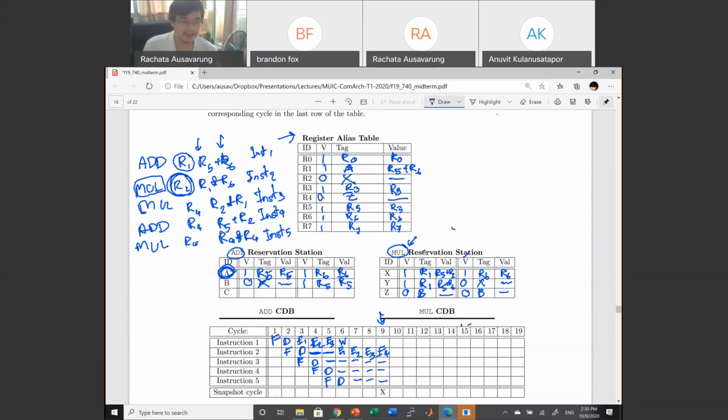Any question that you have about this? Any question do you have? Otherwise, I'm gonna continue on and finish this whole thing, the whole table.